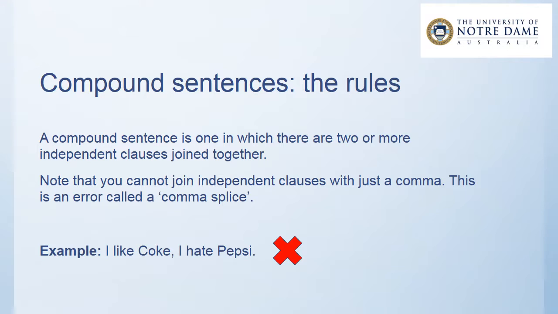Have a look at this example. I like Coke, I hate Pepsi. These 2 ideas are joined with a comma. I like Coke, comma, I hate Pepsi. This is a comma splice error. Please do not do this. I like Coke is an independent clause. I hate Pepsi is an independent clause as well, but these cannot be joined with a comma.